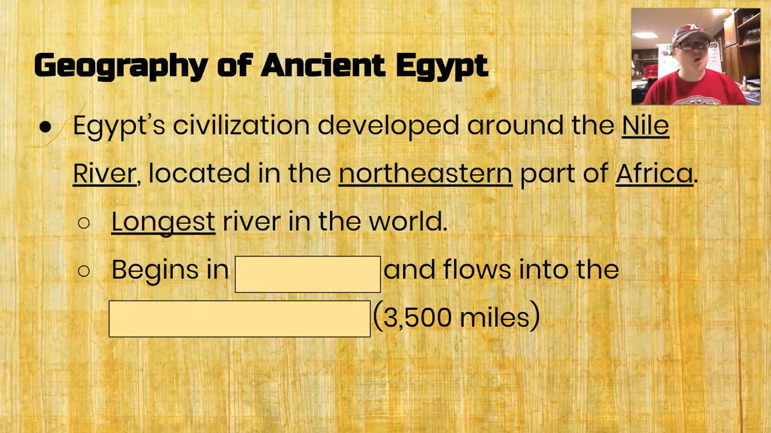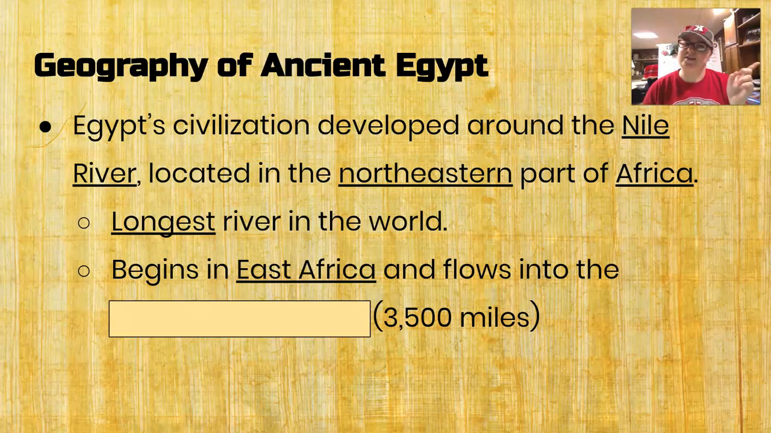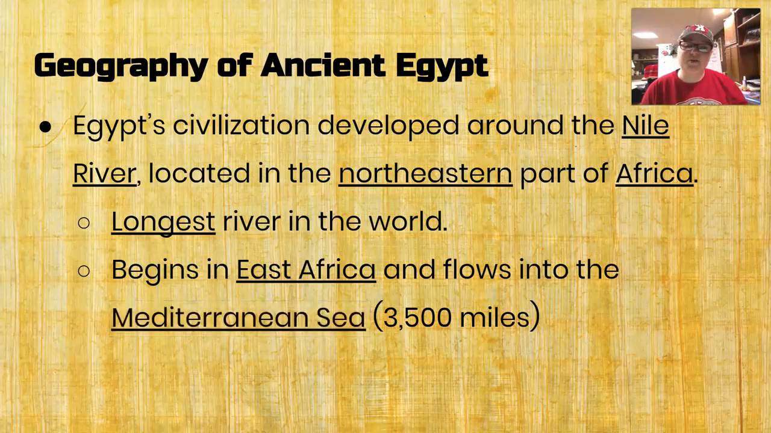Now, the Nile is the longest river in the world. It begins in East Africa. If you look at Africa, it's on the far side here, not too far from the Middle East. So it begins in East Africa, and it flows into the Mediterranean Sea, which is about 3,500 miles. Longest river in the world, very long, very important to Egypt's culture. But it starts there and it flows all the way down into the Mediterranean Sea.